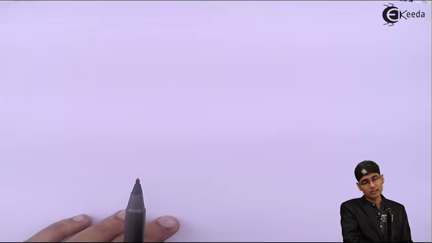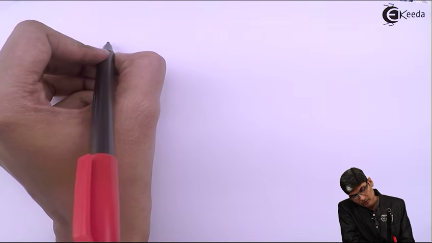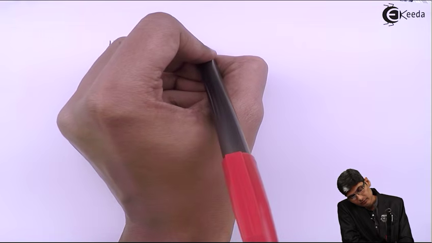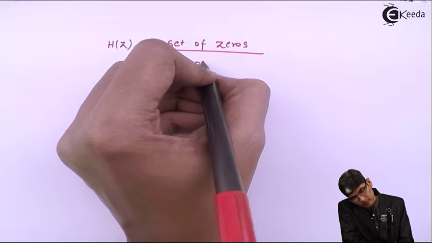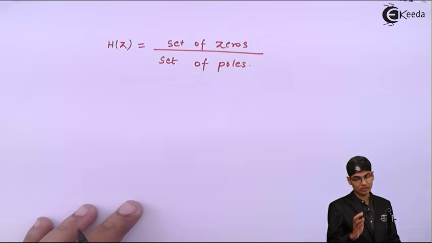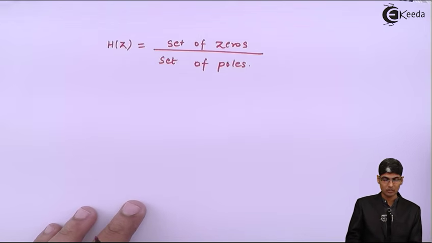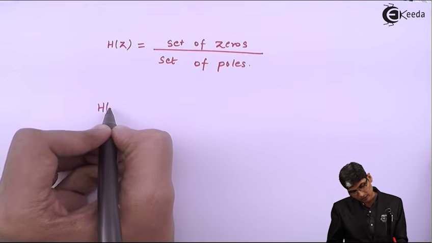Let us see what I mean by realization and how we are going to implement those equations into reality. So let's say that the transfer function H of z is a set of zeros to set of poles, right? So I have a numerator polynomial which gives me a set of zeros and I have a denominator polynomial which gives me a set of poles. So I can represent that polynomial in a different fashion. So that fashion is like this.